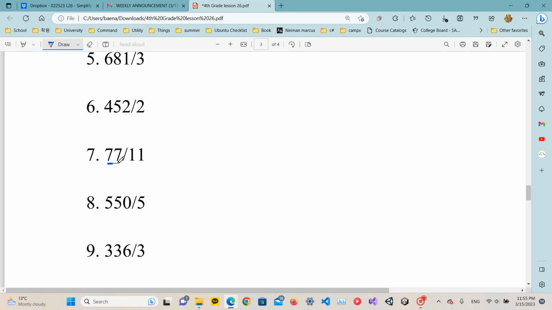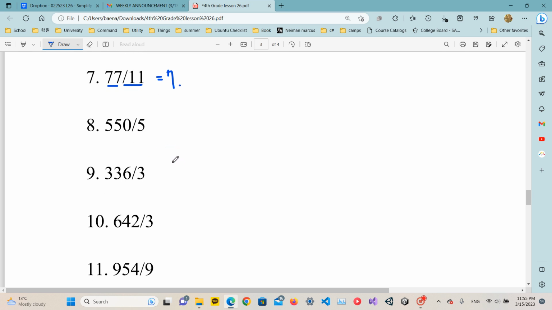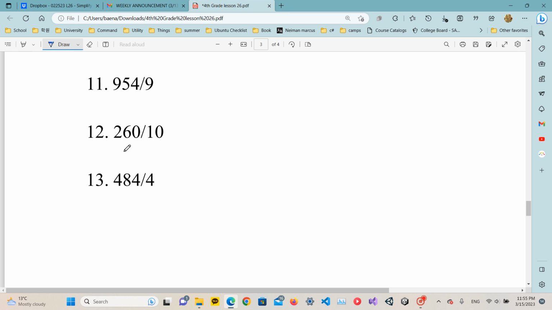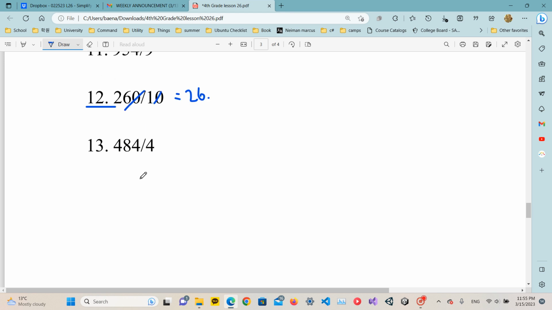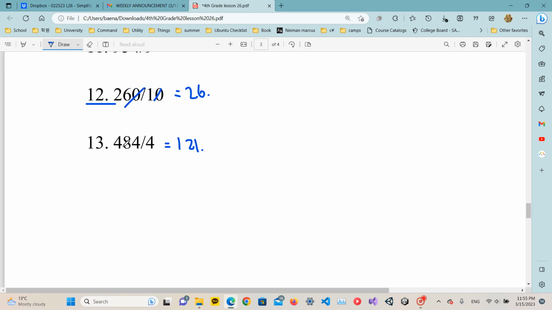And 77 and 11, you can clearly see that this is 7. And 12, I always tell my students to just cancel the zeros, which is 26. And 13 is going to be 1, 2, 1, because this is 1, this is 2, and this is 1.